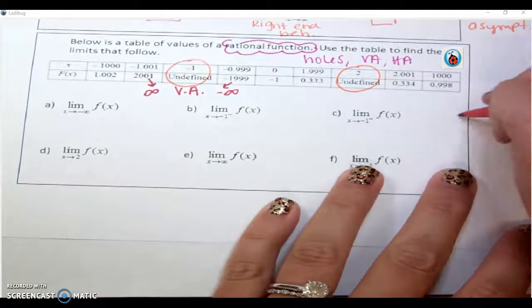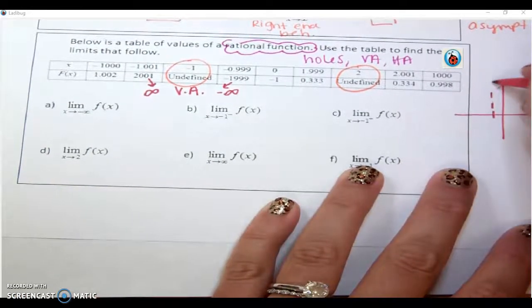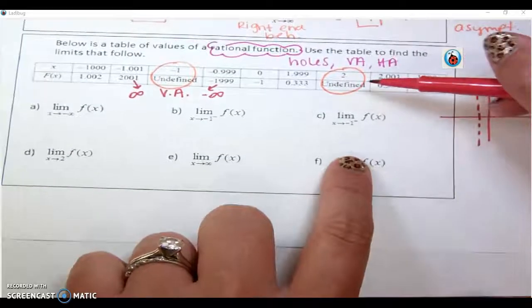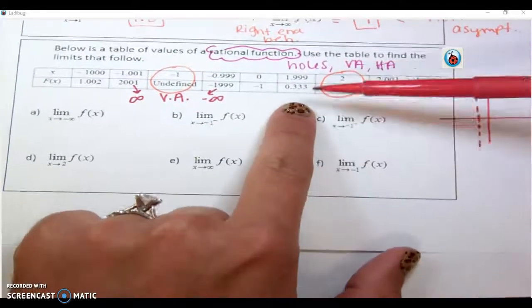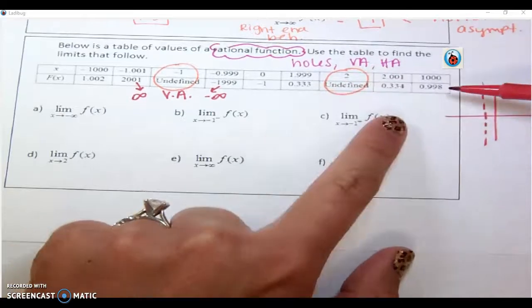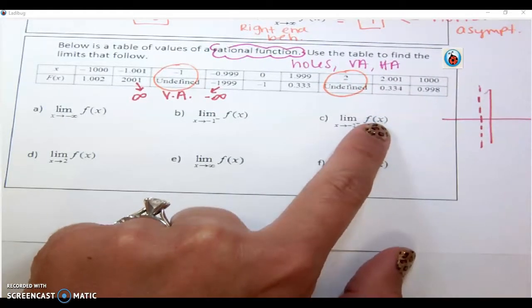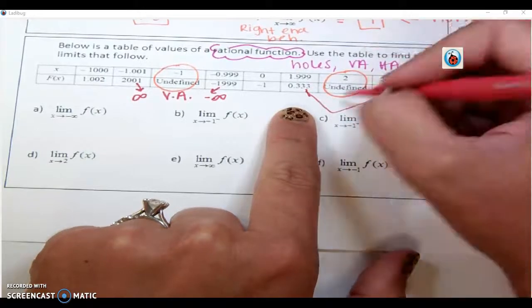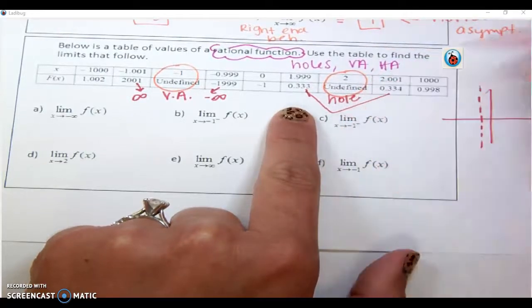So if I want to just go ahead and sketch a graph here, at -1 I'm going to have a vertical asymptote, and I'll draw what that means in a second. Now at 2, this has 0.333 and 0.334, which is essentially the same number. So when they have the same number like this, it means that this is a hole here.